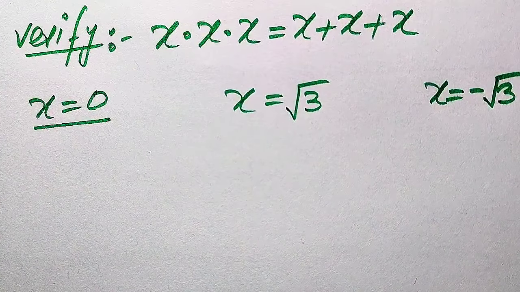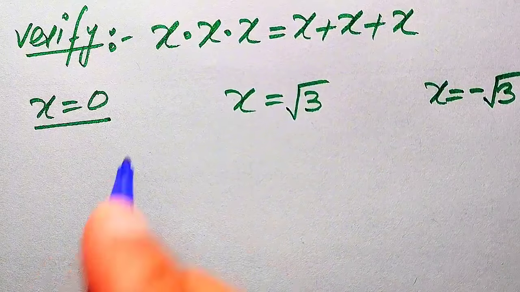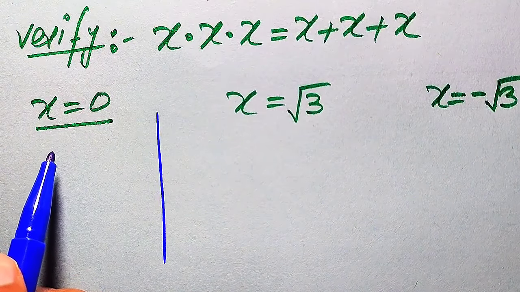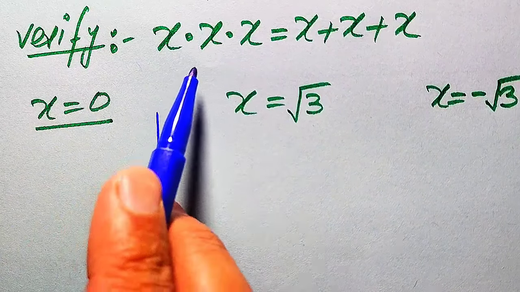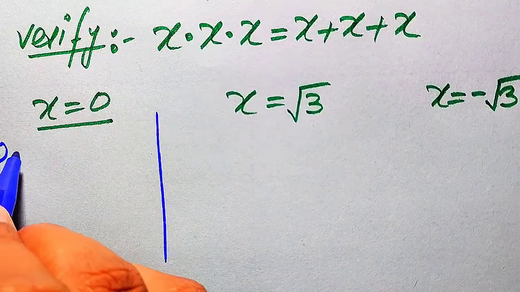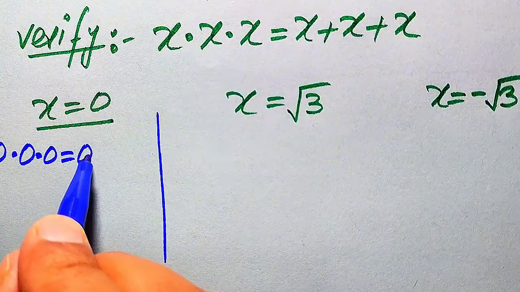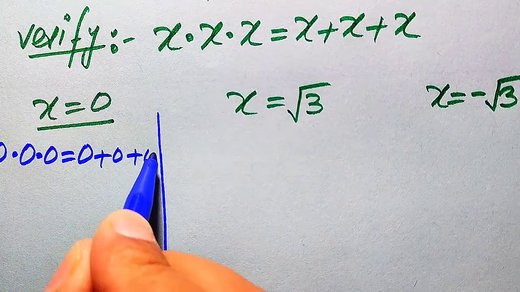So here we verify all of these three roots, and first we need to verify x equals 0, so we put x equals 0 on both of the sides, and it will be written as 0 multiplied by 0 multiplied by 0 equals 0 plus 0 plus 0.